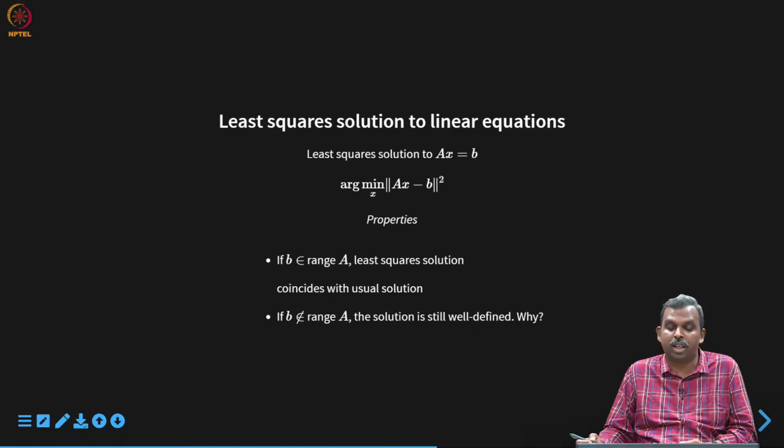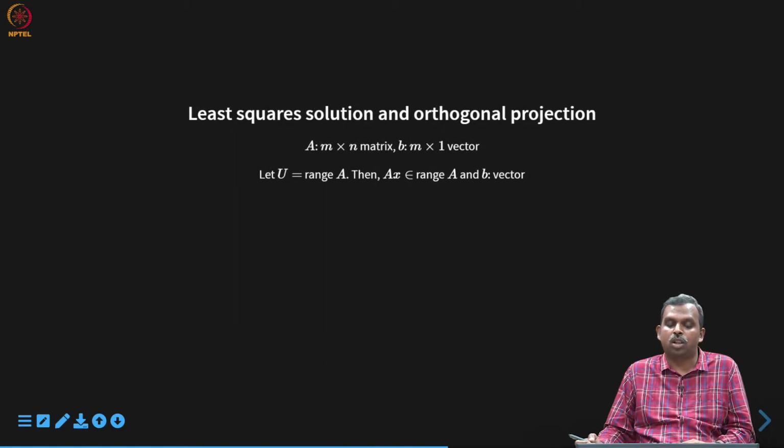If b is in the range of A, the least square solution coincides with the usual solution. That's easy to see. If b is not in the range of A, the solution to this problem is well defined. Okay, why is that? Because it's very easily connected to orthogonal projection.